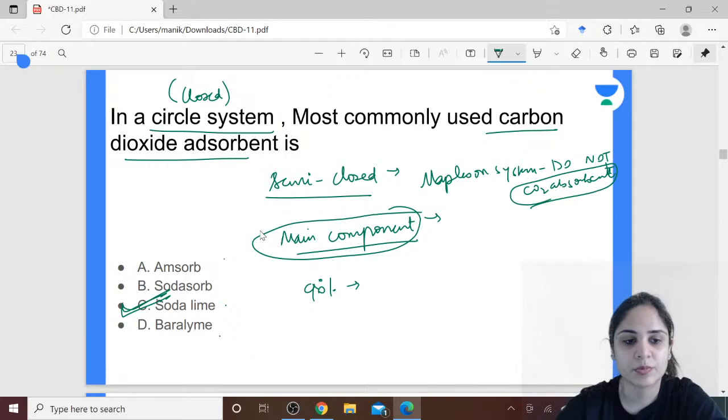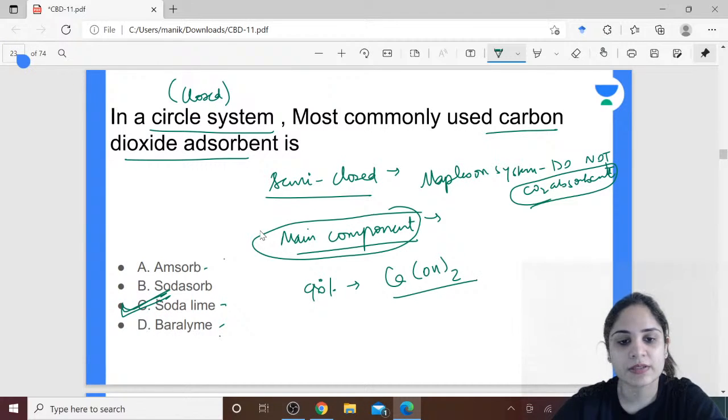Anyone? What is the main component of soda lime? Okay, so the main component of soda lime is actually calcium hydroxide. In fact, even Amsorb and Baralyme, the main component is calcium hydroxide. Along with calcium hydroxide, if I add sodium hydroxide, then the carbon dioxide absorbent becomes soda lime. If I add barium hydroxide, then the carbon dioxide absorbent becomes Baralyme.